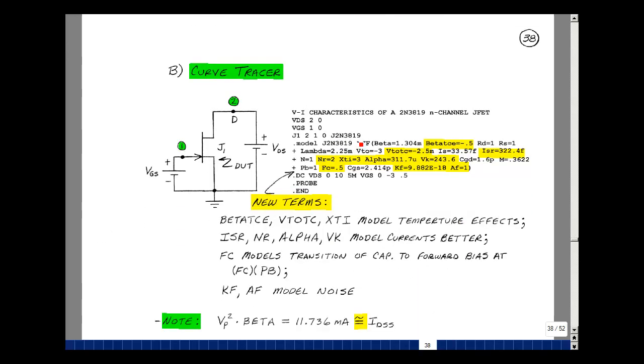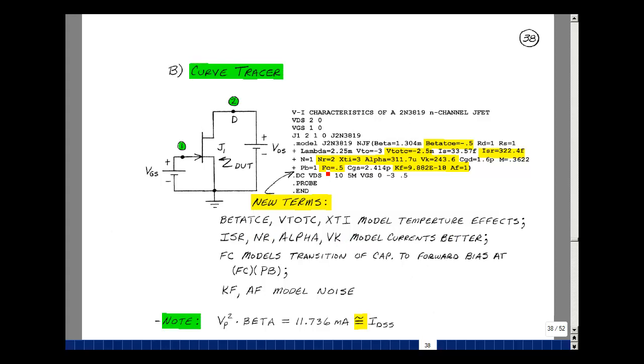I took a model for a 2N3819 N-channel JFET from the PSPICE Student Editions library and shown it over here, and it has a lot more terms in it than we talked about previously. In fact, I've highlighted these in yellow, and they are beta TCE, VTO TC, and XTI, and they model temperature effects better. In our model, we have a diode here and a diode here, but in the SPICE model, there's actually 2 diodes here and 2 diodes here, just like the BJT. And those extra diodes have these terms, ISR, NR, alpha, and VK. And it just models the VA characteristics better.